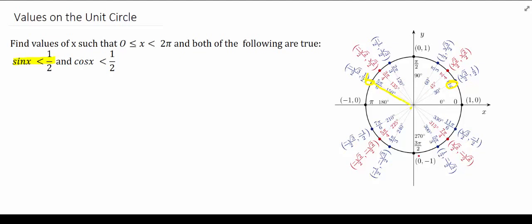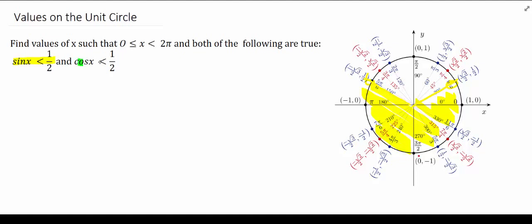So I could draw these angles in, and it's anything less than that, so that the y values are less than that. So that would be anything within this shaded region here, between 0 and pi over 6, and 5 pi over 6 to 2 pi. All of those angles would satisfy the first condition.